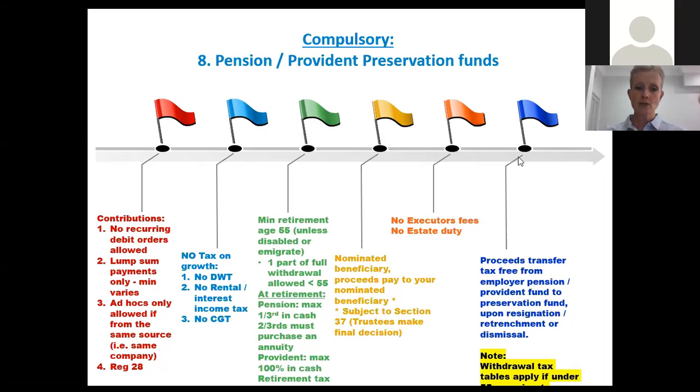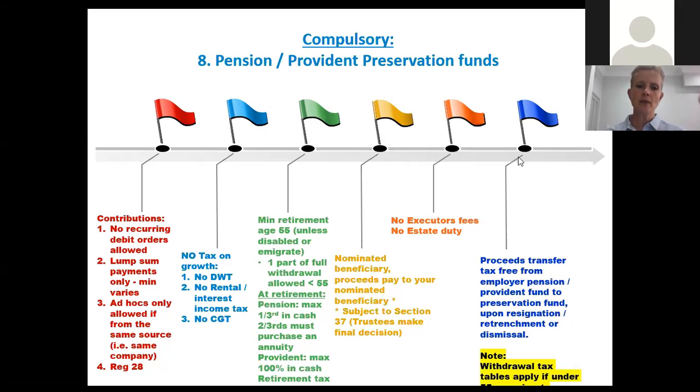There's no tax on the growth. The minimums are pretty much the same as all the retirement investment products. So minimum age 55, unless you're disabled or you immigrate. One part or full withdrawal allowed prior to 55. So you are allowed to access the funds once before you're 55, either partially or in full. That would attract tax according to the withdrawal tax tables though.